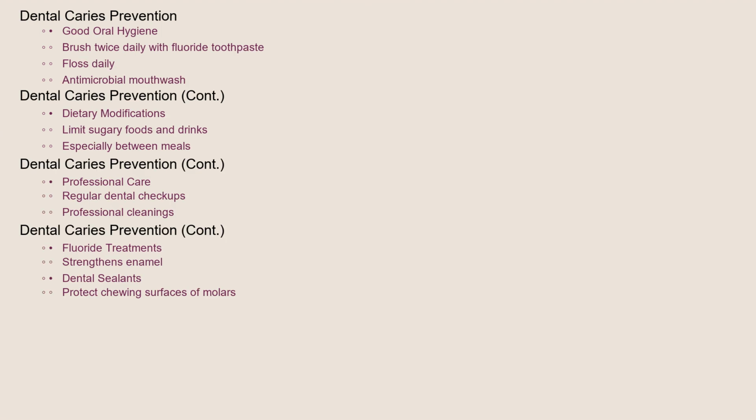Prevention is key when it comes to dental caries. The cornerstone of prevention is good oral hygiene. This includes brushing your teeth at least twice a day with fluoride toothpaste, flossing daily to remove plaque and food particles from between teeth, and using an antimicrobial mouthwash. Limiting sugary foods and drinks, especially between meals, is crucial. Regular dental checkups and professional cleanings are also essential for detecting and treating caries early on.